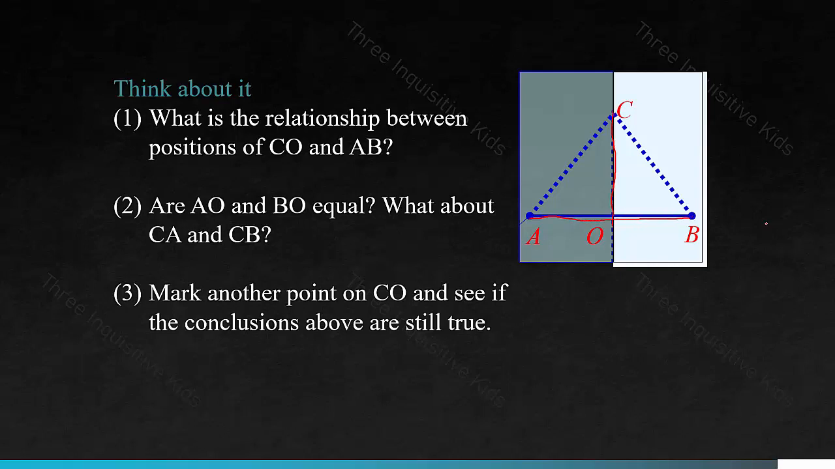You can also see that after connecting CA and CB, we're resulting in an isosceles triangle, and that's what we learned about in the last lesson. So CO and AB are perpendicular to each other, and AO equals BO. CA is therefore also equal to CB. And if you mark another point, let's say point D here on this triangle, and you connect AD and DB, we have another isosceles triangle, and AD would equal DB.